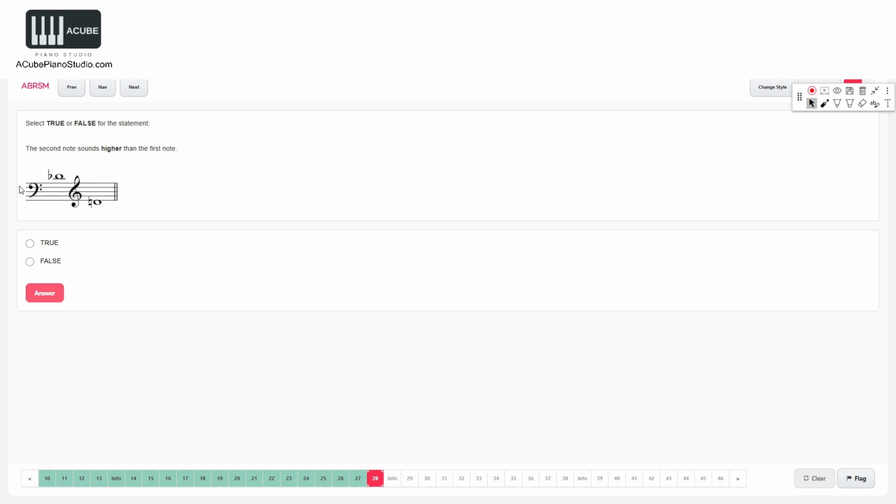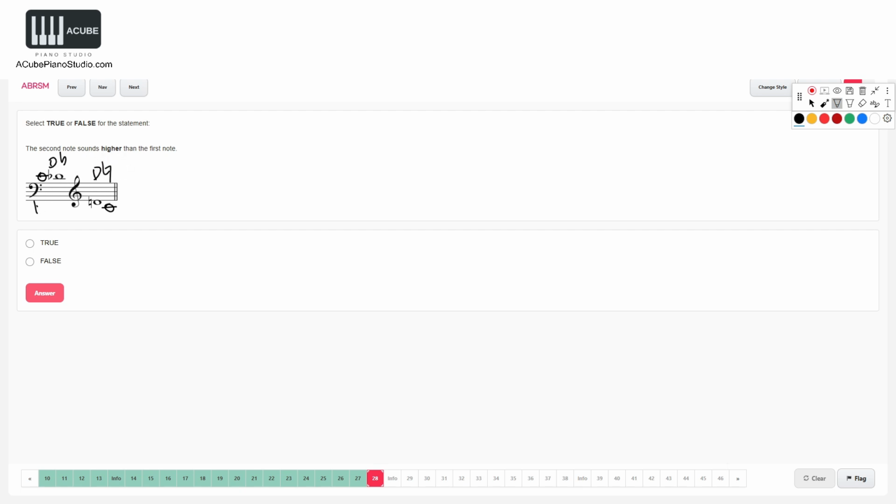Okay, now let's take a look at this. The second note sounds higher than the first note. So let's take a look at this. This is C, then this is D, so this is D natural. This is middle C for bass clef, and this one is D flat. So remember, flat is lower than no flat or natural, right?